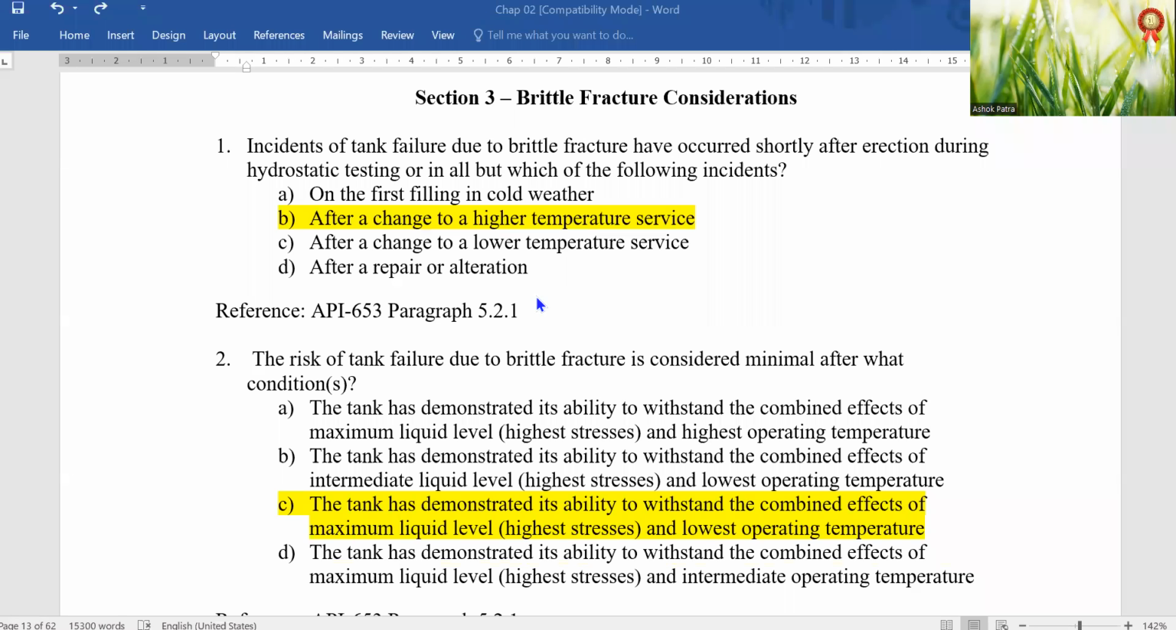So today, same. Section 3, really section 5, this is, you can change.